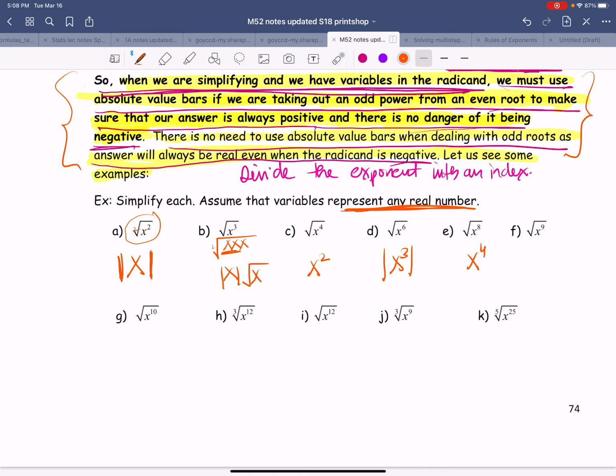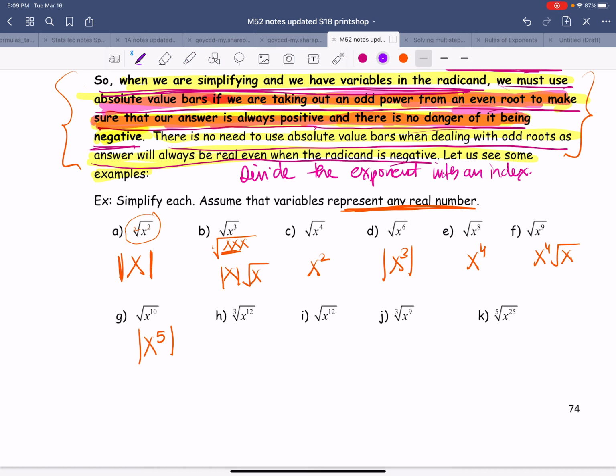X to the 9th, well, we're going to pull out x to the 4th, and 1 x will be left inside because there's total 9, and we were looking for pairs of 2 x's. X to the 10th, x to the 5th power comes out. Yes, we need the absolute value bars because the danger is that if x is negative, then x to the 5th will be negative. So an easy way to remember is whenever you are taking out an odd power from an even root, make sure you put the absolute value bars, okay?